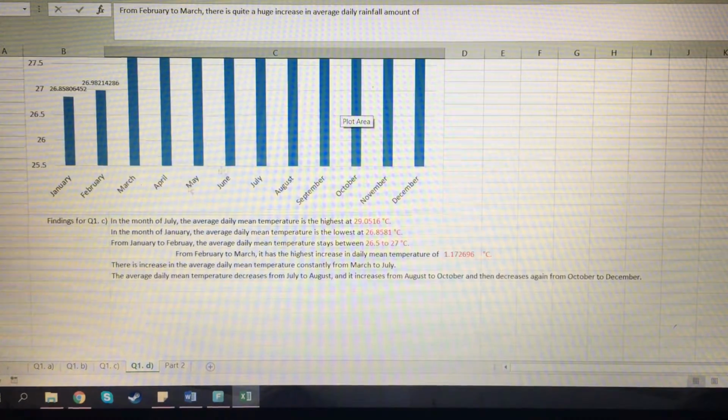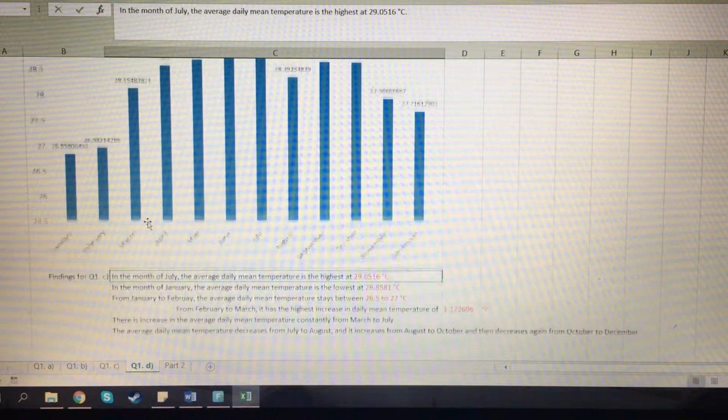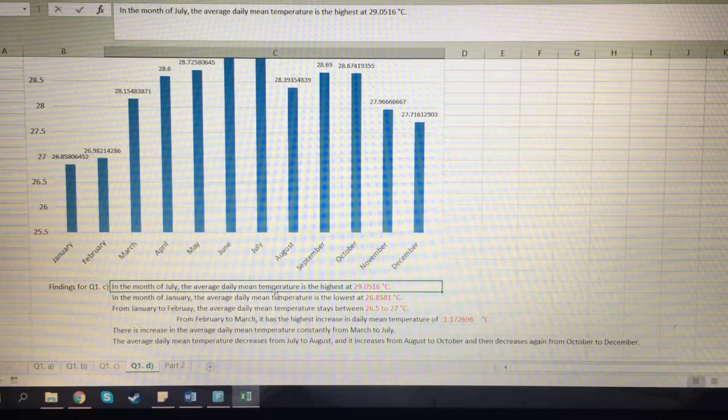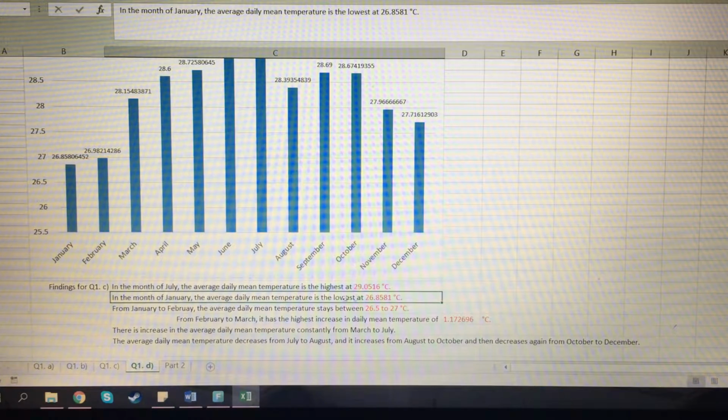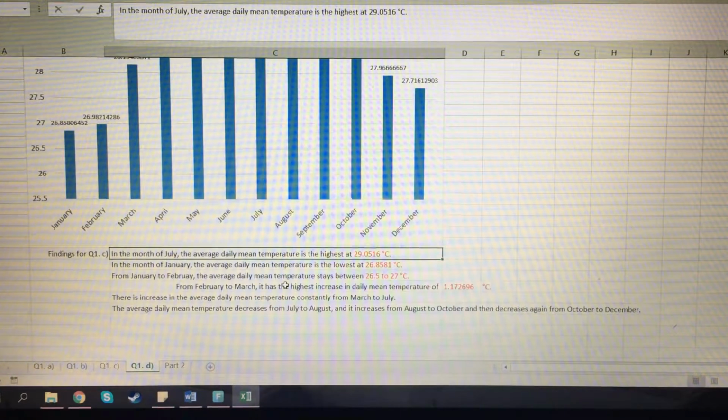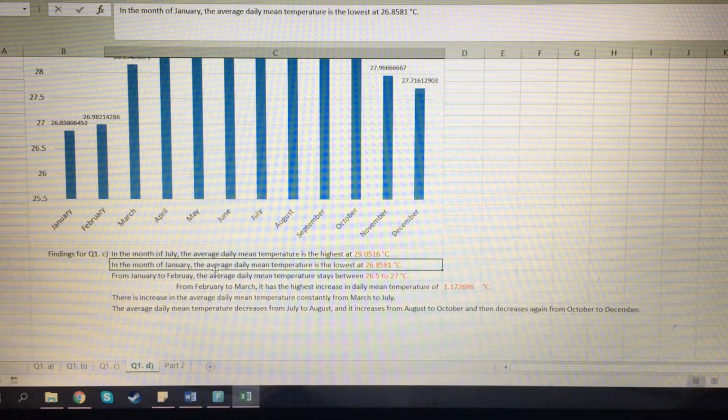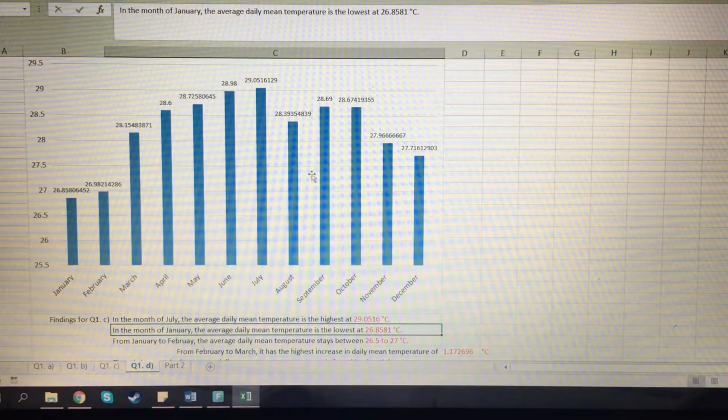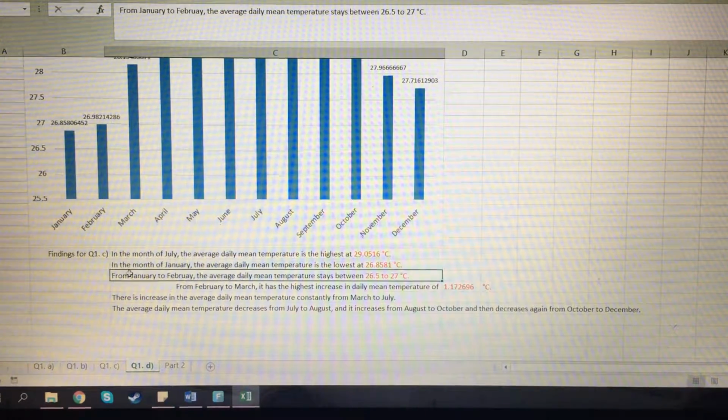So moving on is my findings for question C. So for this part, I also talked about which month has the highest average daily mean temperature and which month has the lowest. So in this case, in the month of July, it has the highest average daily mean temperature, as you can see here. And for January, it has the lowest here. From January to February, the average daily mean temperature stays between 26.5 to 27 degrees.